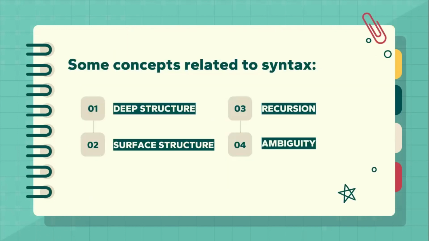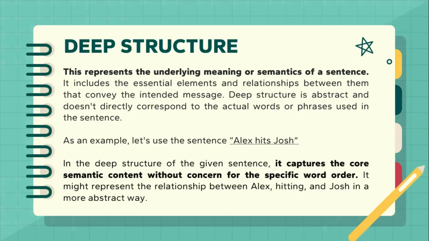Now we're going to talk about some concepts related to syntax. There are deep structure, surface structure, recursion, and ambiguity. The first one is deep structure. Deep structure is basically what we think inside our heads. Let's make this simple. There's the example sentence, Alex hit Josh. The sentence is thought in our heads because we may have seen or witnessed such an event. Then, in our head, a reenactment of the event happens. It's very abstract, but the point remains the same, which is that someone called Alex hit someone called Josh.